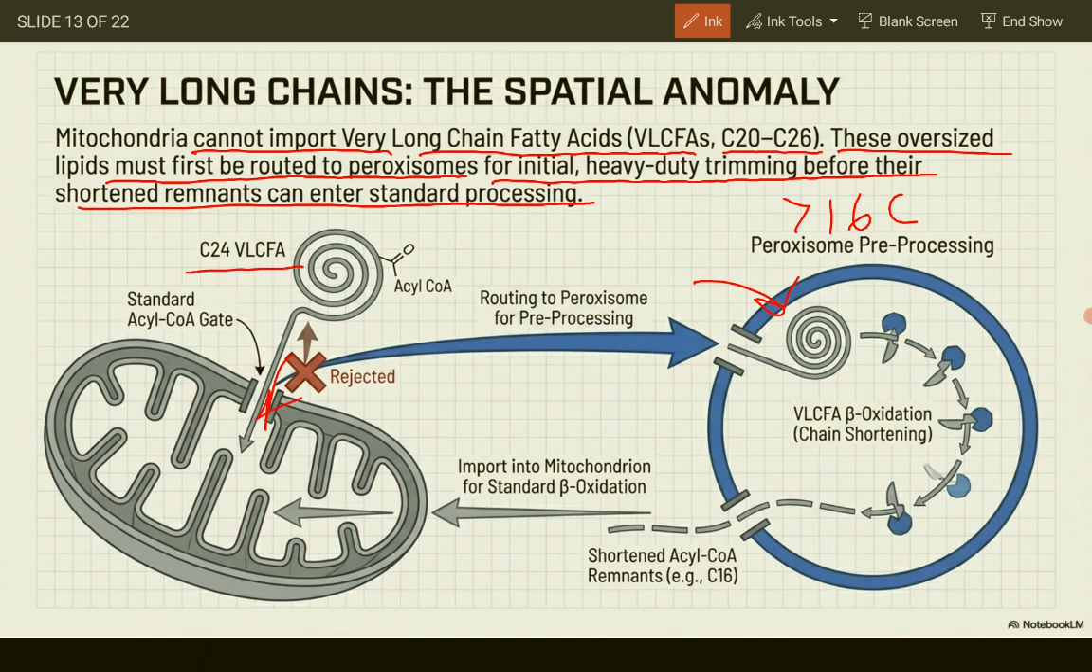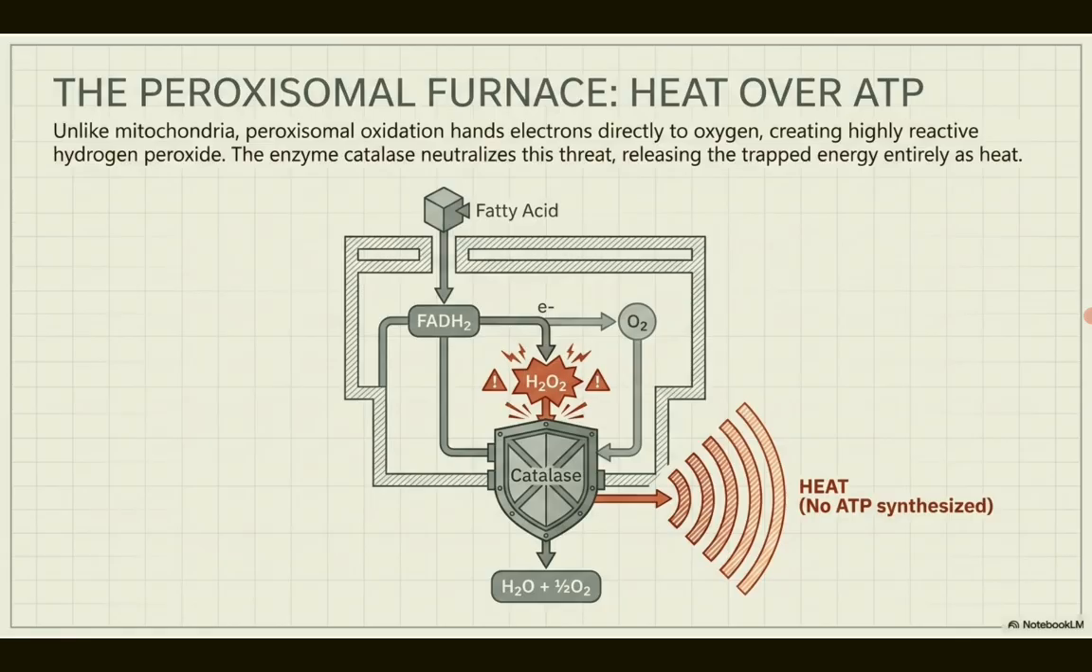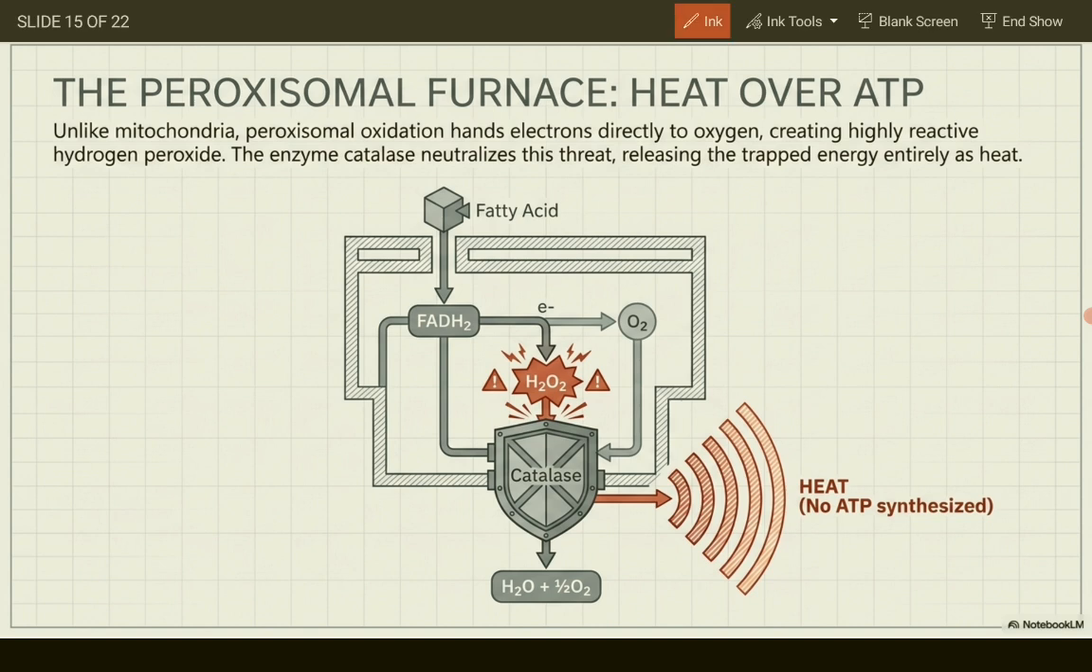For example, there is VLCFA carbon 24. It cannot enter the mitochondrial matrix. So first it has to enter the peroxisome for pre-processing and be cut into little pieces before it could be imported into mitochondria for beta oxidation, right?